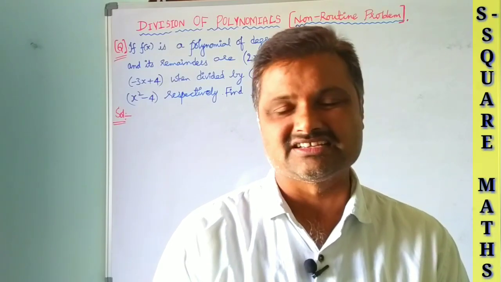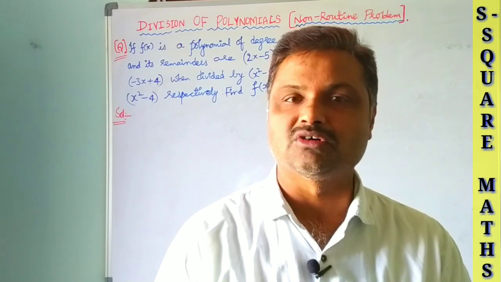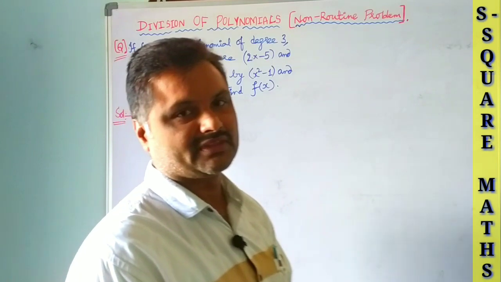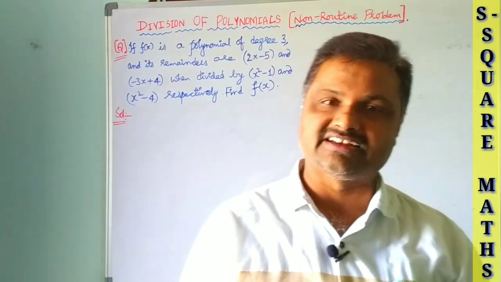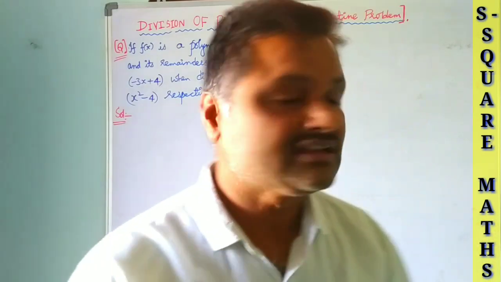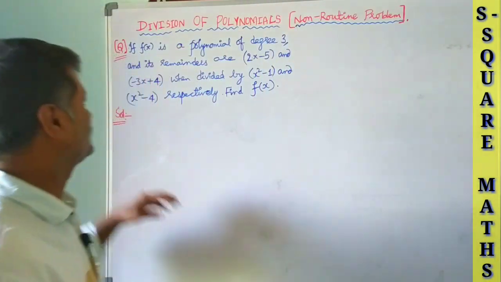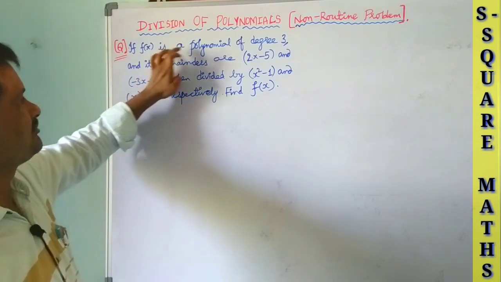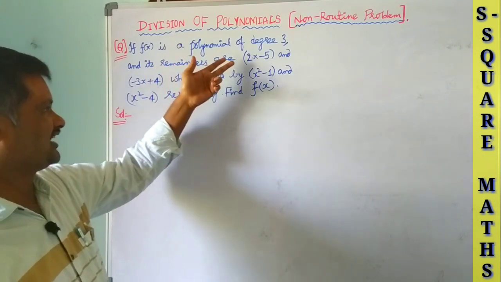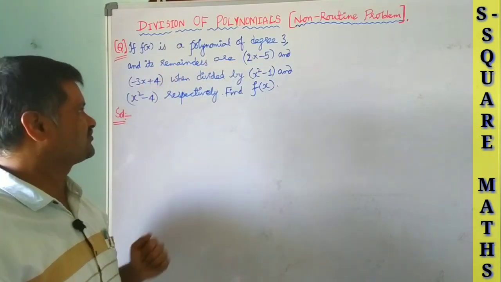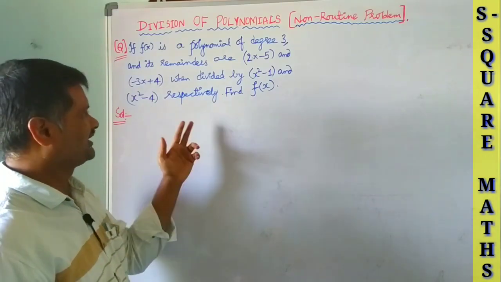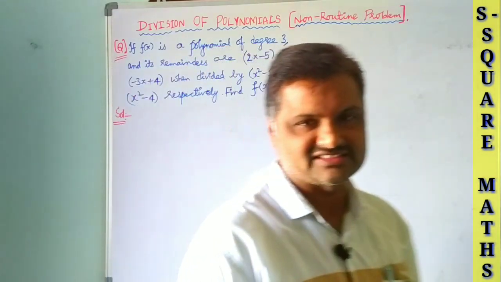So we are going to discuss division of polynomials. One more, a complete non-routine problem. So under the division of polynomials, it is not routine, it is a non-routine problem. Here, if f of x is a polynomial of degree 3, a third degree polynomial, and its remainders are 2x minus 5 and minus 3x plus 4, when divided by x square minus 1 and x square minus 4 respectively, then we have to find out our f of x.